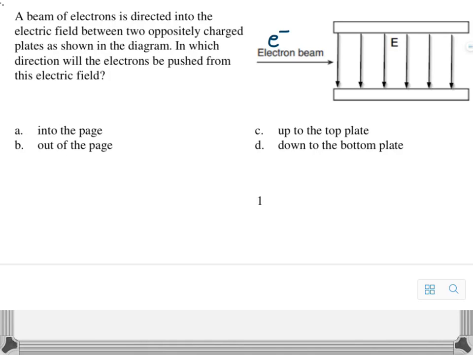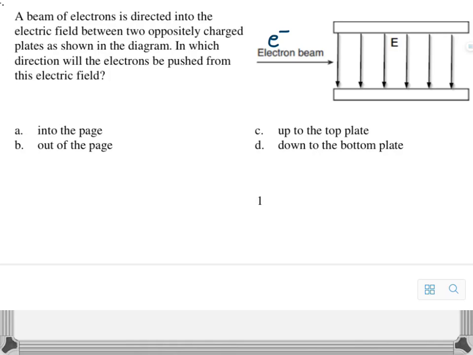So we have a beam of electrons, and electrons are negatively charged. I think we all understand that. Now, a lot of us are confused about what electric field is. I have in the past been saying that an electric field shows you which direction a positive charge would be pushed. And that's true. So if I had a positive charge here, it would be pushed down. What happens to a negative charge? Well, it gets pushed in the opposite direction, which means up.